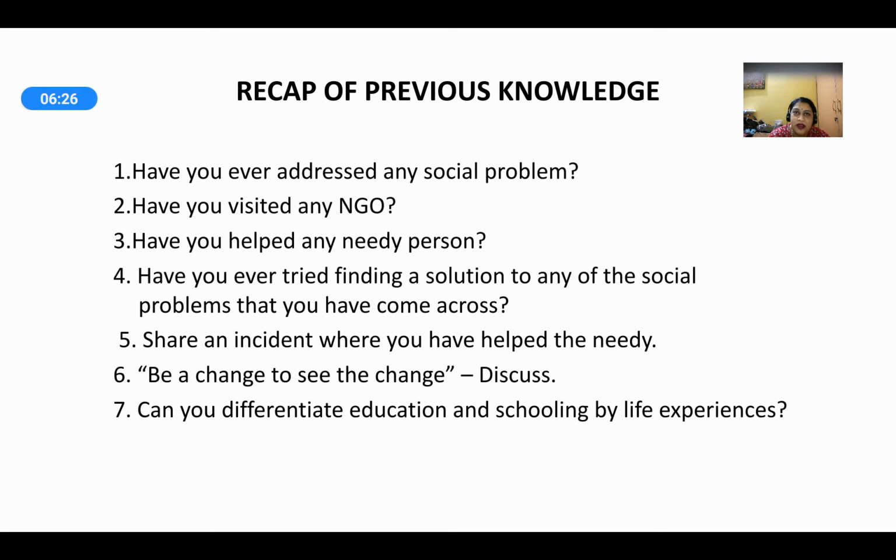Instead of cribbing, instead of waiting for the change to happen, if we begin the change, maybe the change will start from us, and it might spread everywhere. Why should we always wait for things to change? Why can't we initiate the change for once?